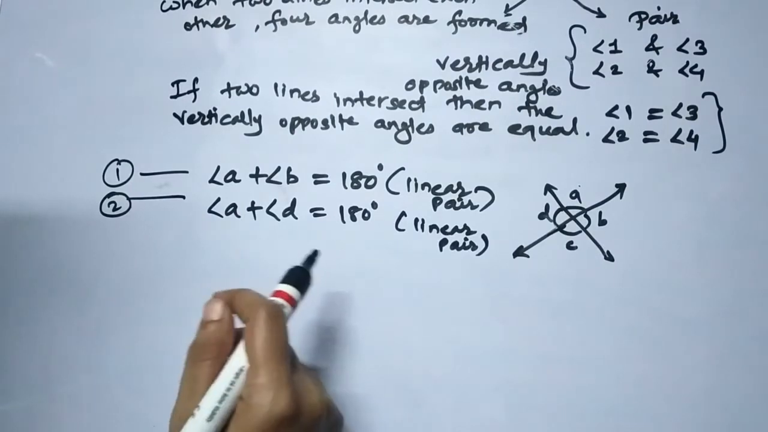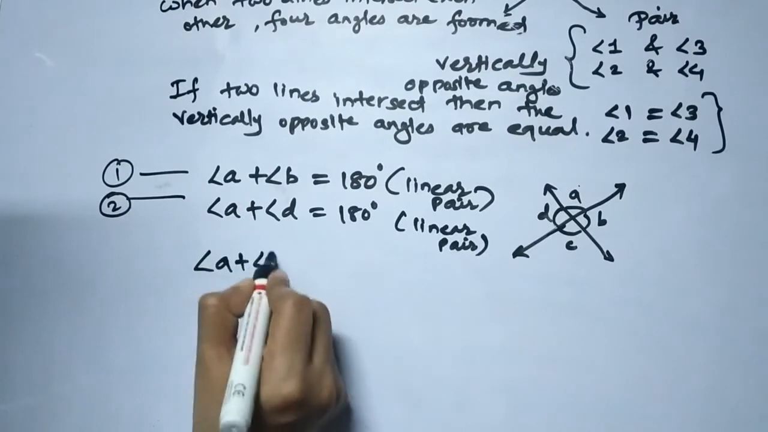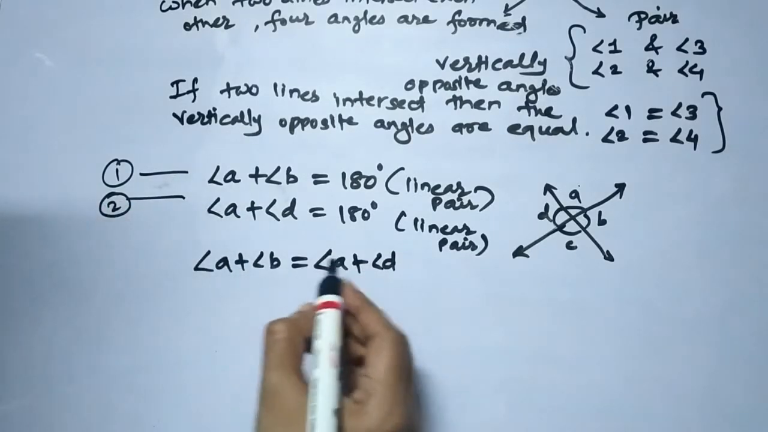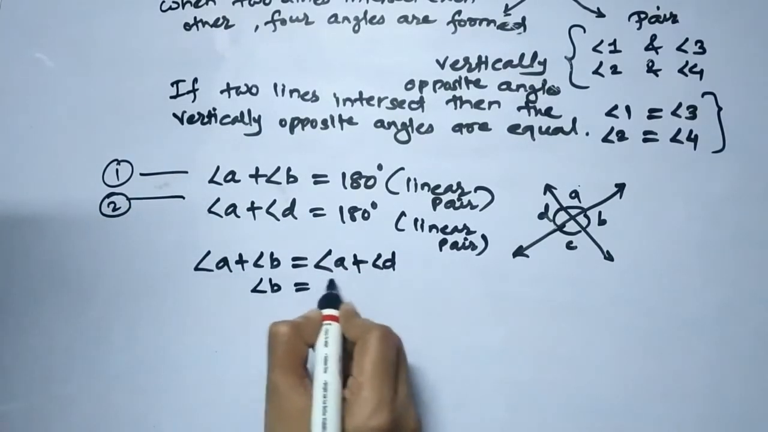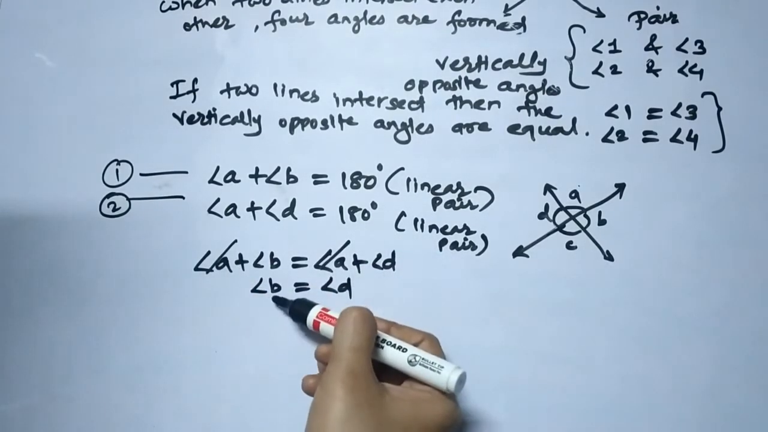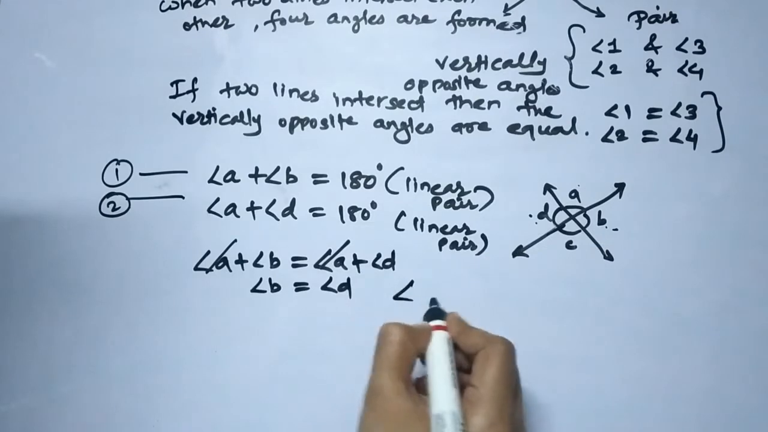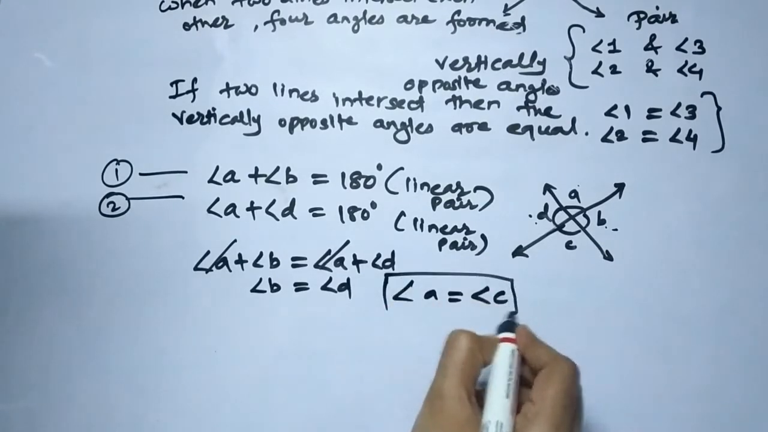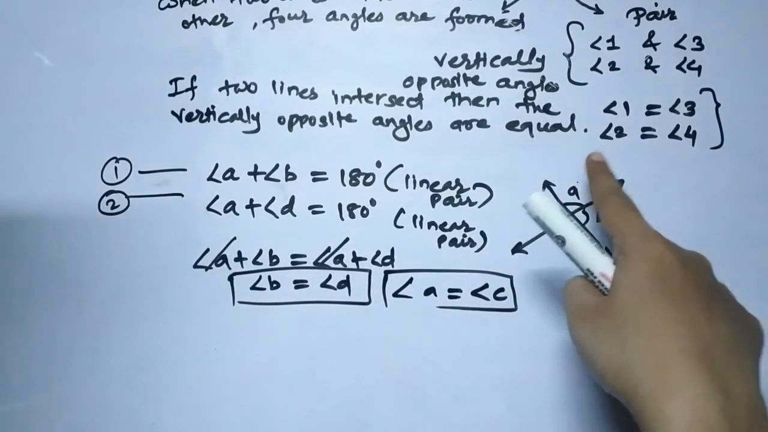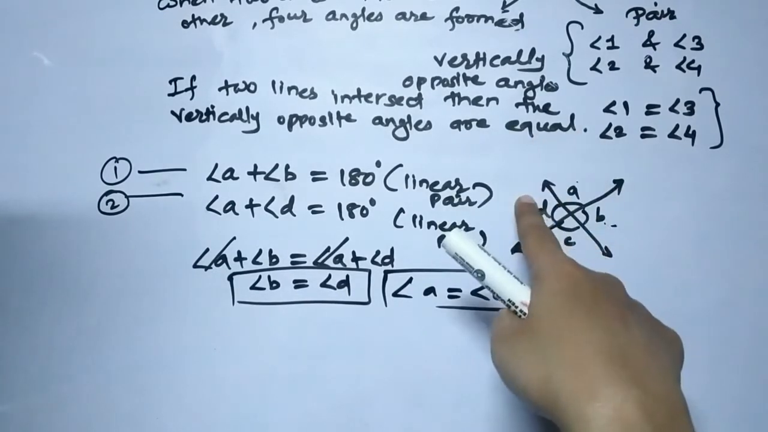Now, from here, the left hand side angle A plus angle B is equal to angle A plus angle D. So we conclude that angle B is also equal to angle D, since this part cuts with this part. So we come to know that angle B is equal to angle D. Similarly, angle A is equal to angle C, which are vertically opposite angles. The measure of angle A will be the same as that of C, and B is the same as D.